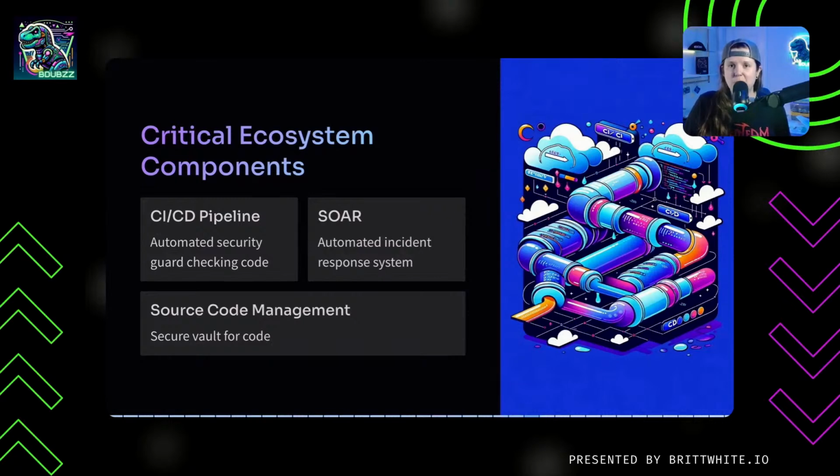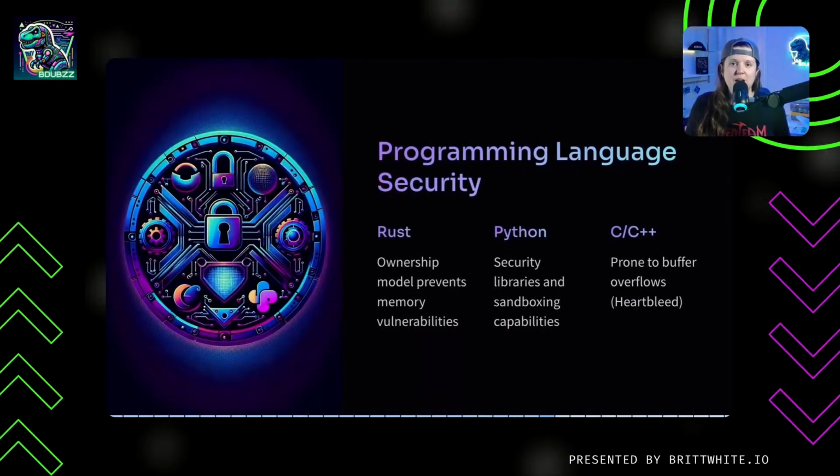Now let's look at these critical components of a secure development ecosystem and why each of them matters for your security posture. First, programming languages. Security should be your top priority in your selection. Rust, for example, features a unique ownership model that prevents memory-related vulnerabilities. Python offers extensive security libraries with robust sandboxing capabilities. The Heartbleed vulnerability caused by buffer overflows in C and C++ demonstrates why language choice is crucial. Libraries are equally important. Use trusted sources and implement automated dependency scanning as your first line of defense.